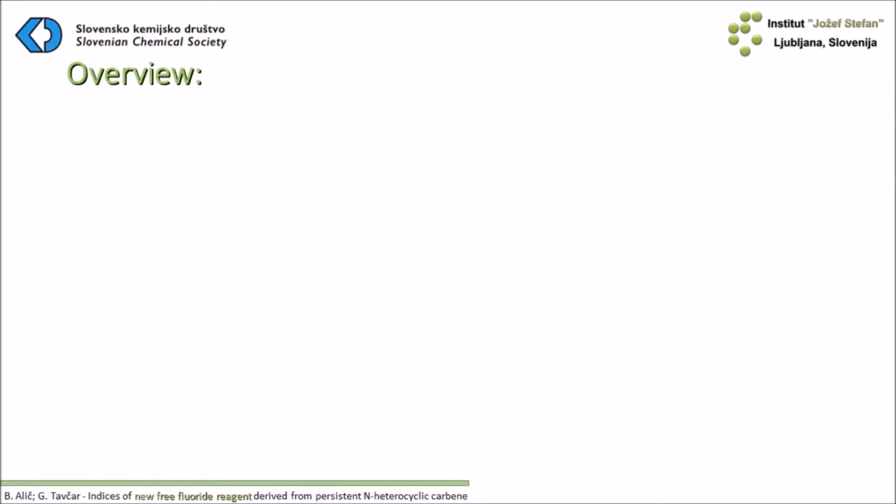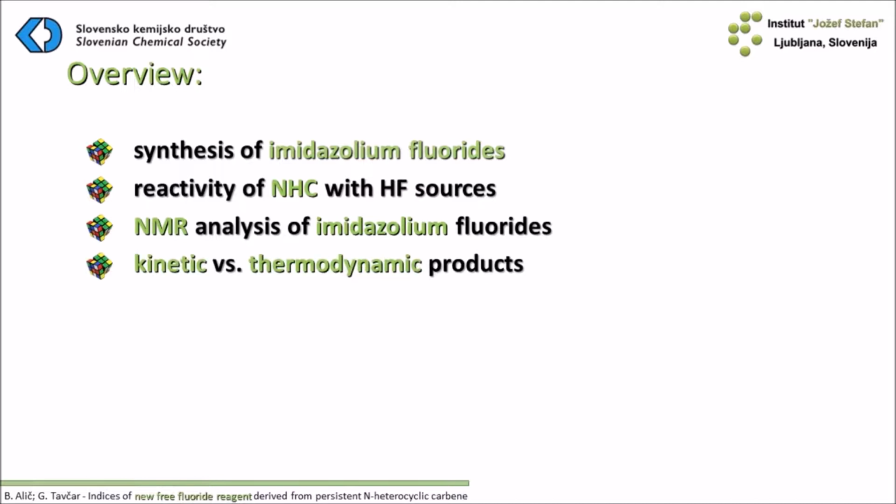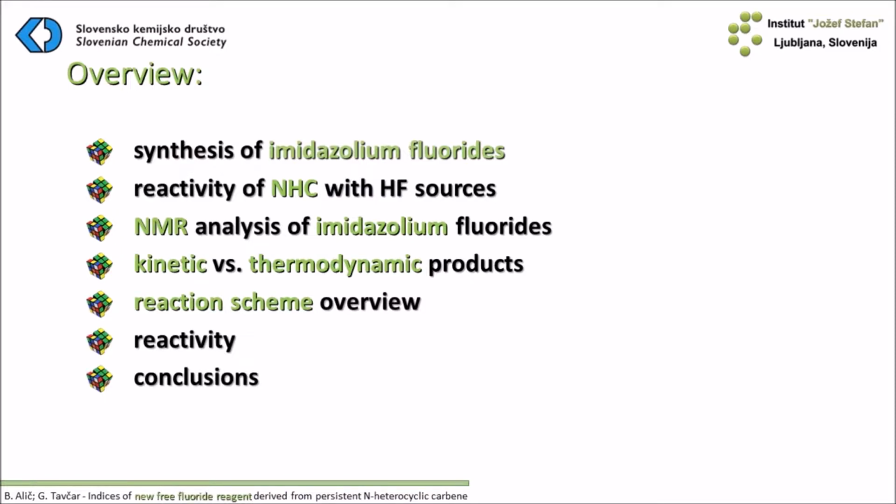So, if we take a look at the overview, firstly, we're going to see what the established methods of preparation, the easiest, of imidazolium fluoride are, and the problems this path has. Then we're going to see how we can solve these problems with the reactivity of N-heterocyclic carbenes with HF sources. Then we're going to see what NMR analysis can tell us about this system. We'll see that we have kinetic control of a reaction and thermodynamic. We're going to take a look at the whole reaction scheme overview, touch on reactivity, and end with conclusions.